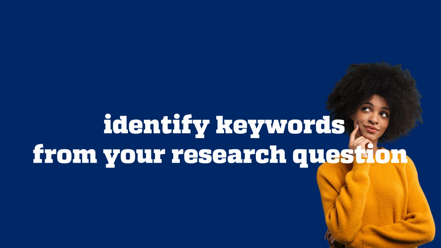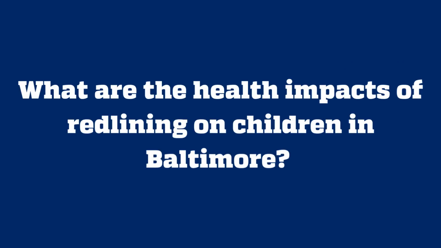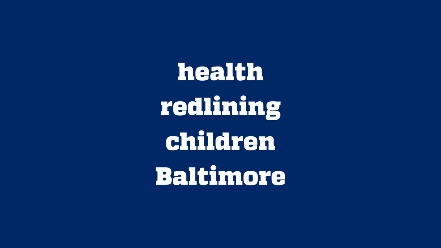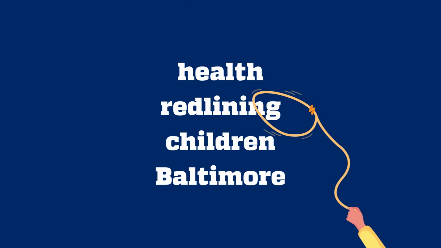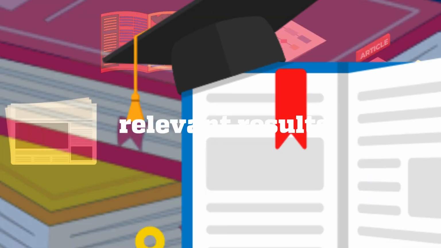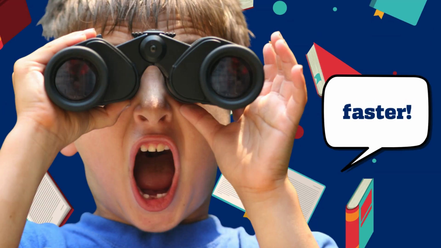If your question is, what are the health impacts of redlining on children in Baltimore? You would pull out the keywords health, redlining, children, and Baltimore. These will be your search terms. But you'll need to connect these terms into a search string. This will help you create more precise searches that generate more relevant results. But mostly, it will allow you to find what you need and faster.